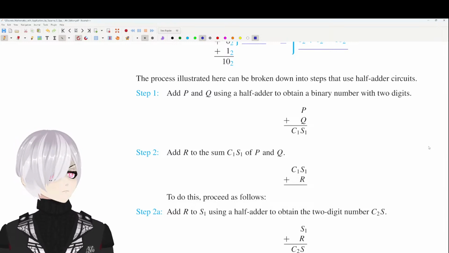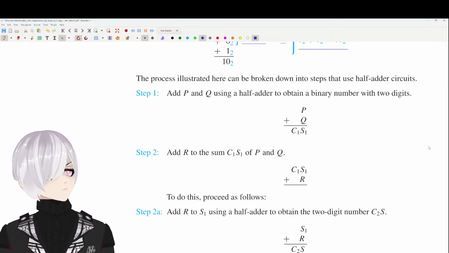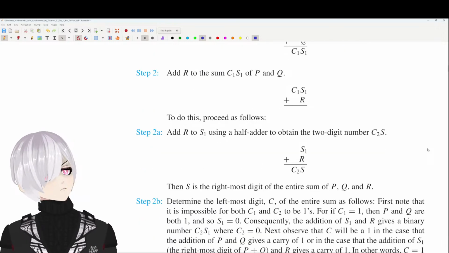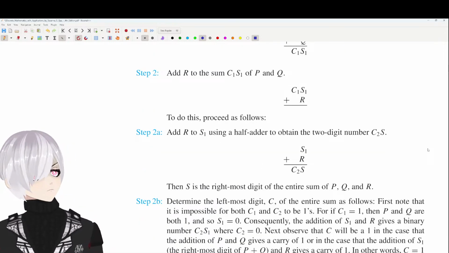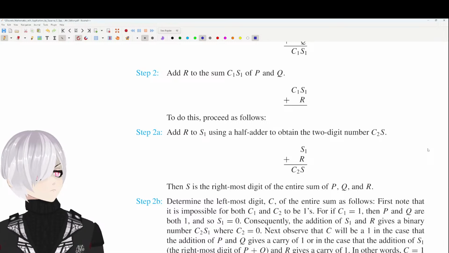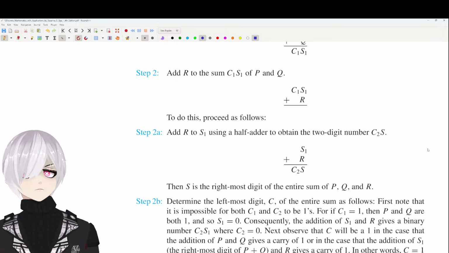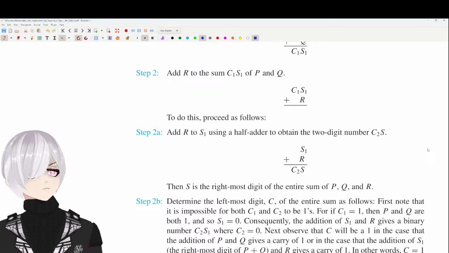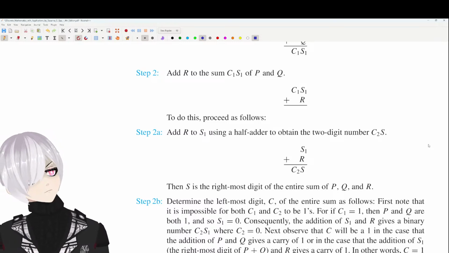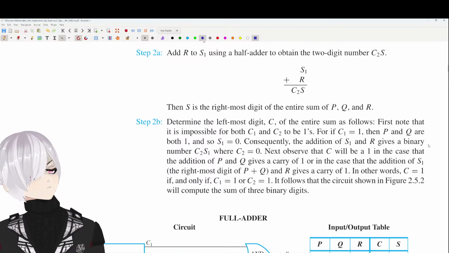And to do that, we add r to S1. So we're doing the first column of that sum, C1 S1 plus R. We've got just 2 digits here, adding R to S1, so we can use a half adder to do that. So S1 plus R, it's going to be something, and they call it C2 S. It'll have 2 digits. Interesting. So then S is going to be the rightmost digit of the entire sum of P, Q, and R.